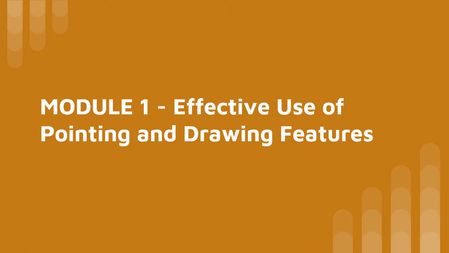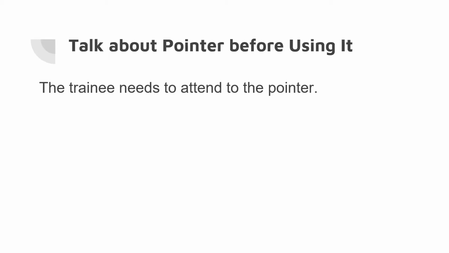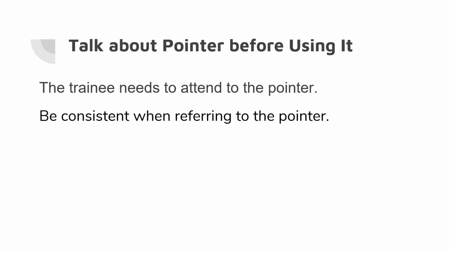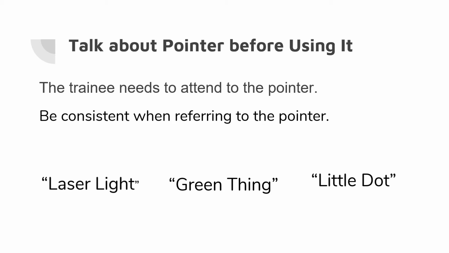Module 1, Effective Use of Pointing and Drawing Features. Pointing is a way of presentation. The trainees need to attend to the pointer. Talk about the pointer before using it. Refer to the pointer with a specific name and be consistent with that name, such as laser light, the little dot, or the green thing.